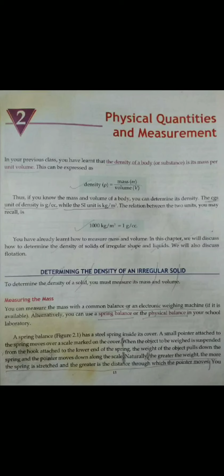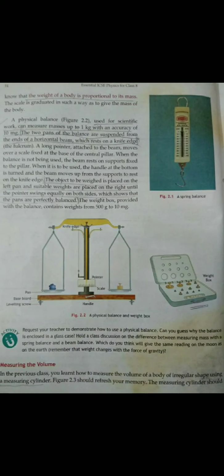Then in order to measure mass, we have certain equipment for that. For example, very ordinarily you might have seen the common balance that the vegetable vendors have, that taraju, right? Besides that, we have spring balances or physical balances in laboratories, or you might have seen in grocery shops they have electronic balances, right? So first of all, we need to study about the spring balance.